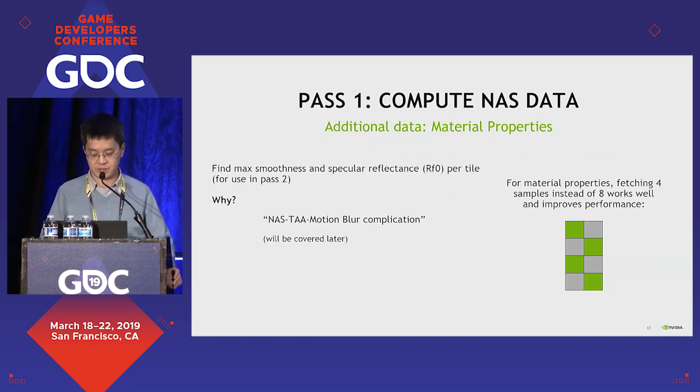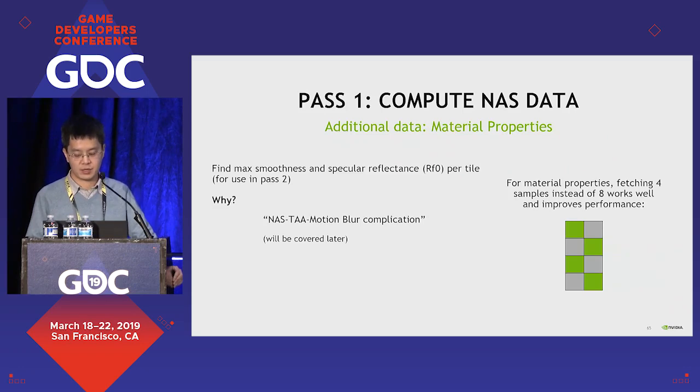Other than luma derivatives, we collect some additional material properties per tile, including smoothness and specular reflectance. This data is needed in pass 2, and I'll explain why we need that later. And by the way, for this data, we are also using the checkerboard pattern to save some bandwidth.